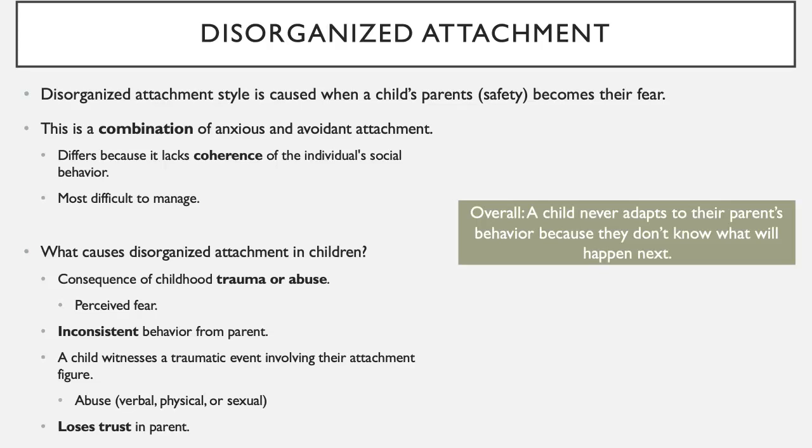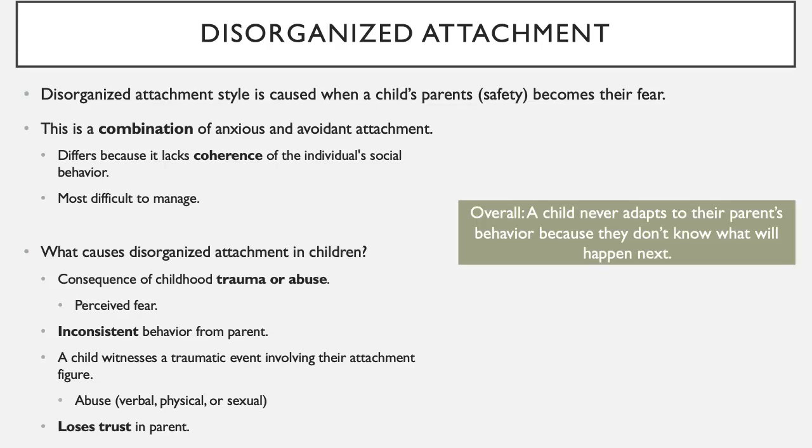What causes disorganized attachment in children is a consequence of trauma or abuse, and the perceived fear becomes the central aspect of this attachment style. Basically, there's an inconsistent behavior from the parent, and the parents ultimately become their child's fear. The child doesn't know what to expect of their parent or if their parents will meet their needs at all.